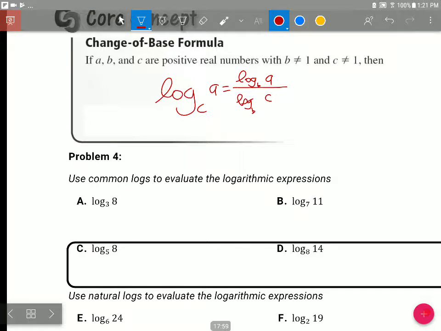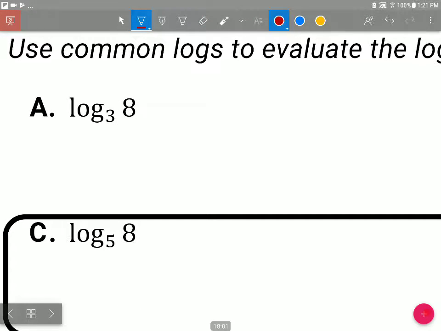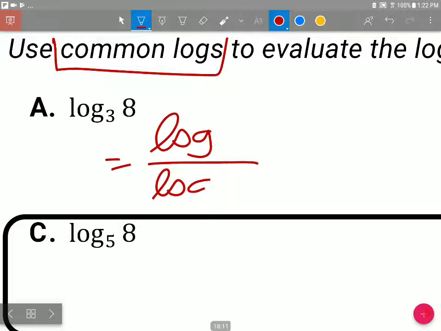So here we go. Problem A. They say to use common logs, which is just the log base 10. Which one are we putting on top? The 8 or the 3? 8. And on the bottom goes the 3. Just take it in your calculator. Give me an answer. Log of 8 divided by log of 3. Don't forget to close your parentheses.